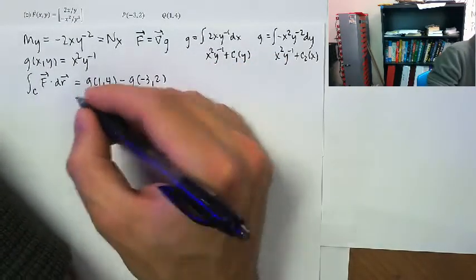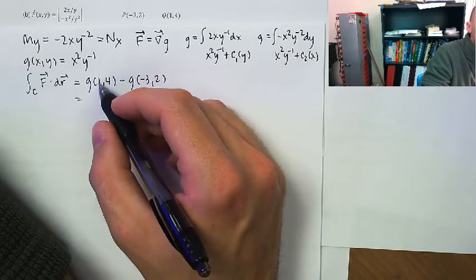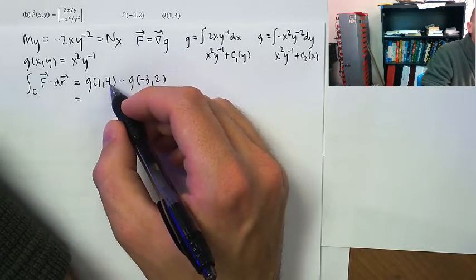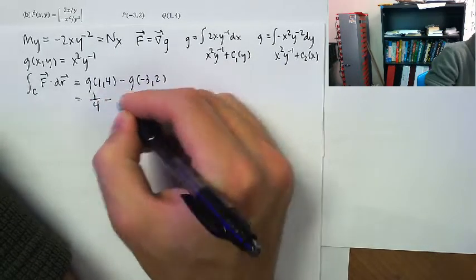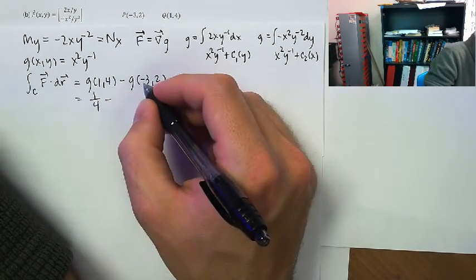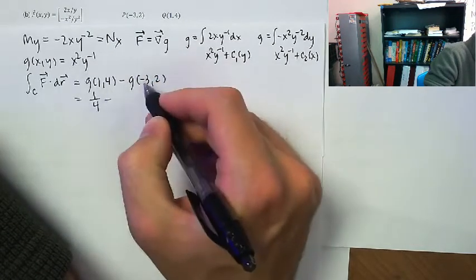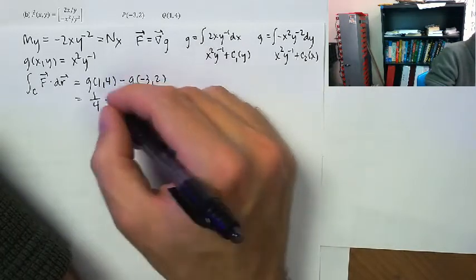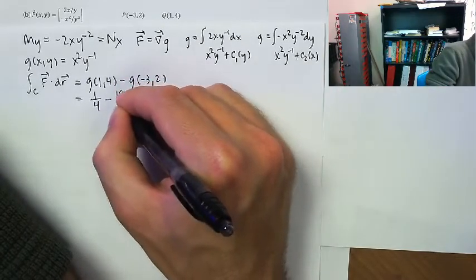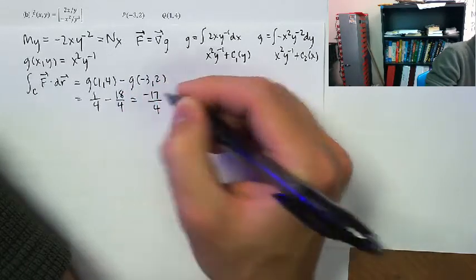All right, and that's going to be not nearly as difficult to compute. All right, g of 1 and 4 is going to be x squared divided by y. Okay, so 1/4. Okay. G of negative 3 and 2, negative 3 squared is 9, divided by 2 is 9/2, but I could call that 18/4, so that I could combine these and say that's negative 17 divided by 4.